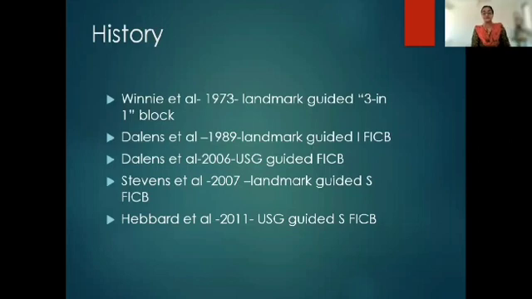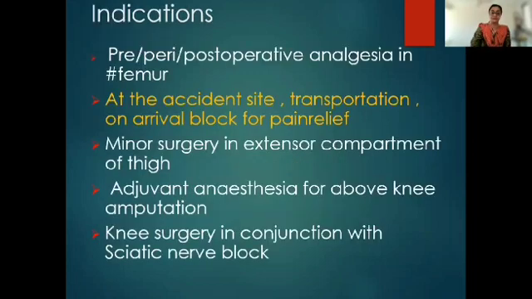Coming to the history, Vinny et al. in 1973 showed us a landmark guided 3-in-1 block for the first time. Dellens et al. in 1989 showed us a landmark guided infrainguinal fascia iliaca compartment block, that is a classical approach. Dellens et al. in 2006 showed us the USG guided fascia iliaca compartment block. Stevens et al. in 2007 showed us a landmark guided suprainguinal fascia iliaca compartment block, and Hebard et al. showed the same using USG in 2011.